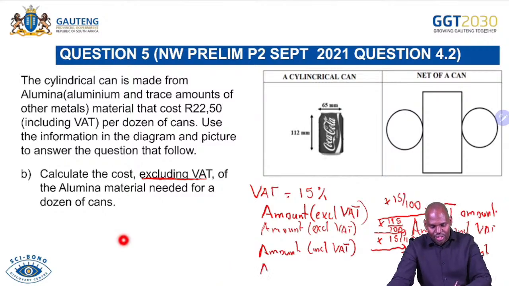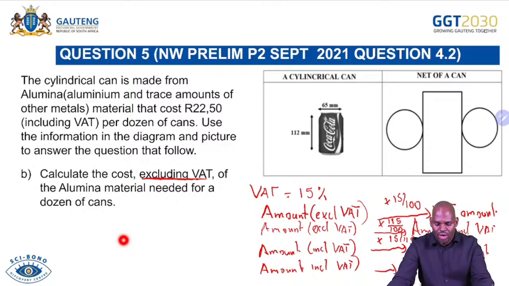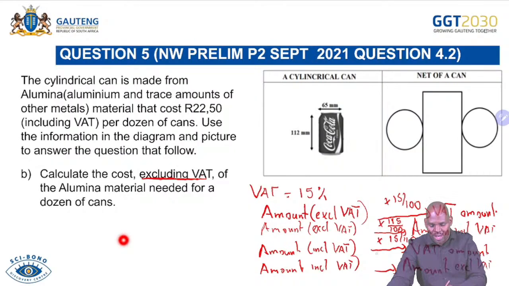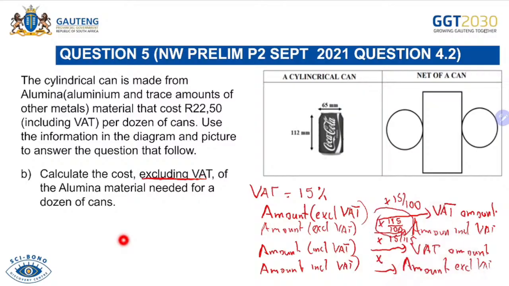And then if you've got an amount including VAT, and now I want to calculate an amount excluding VAT, that is where you multiply by 100 over 115. It is the opposite of the previous one. You do the opposite. Now let us look at what is given in this question.